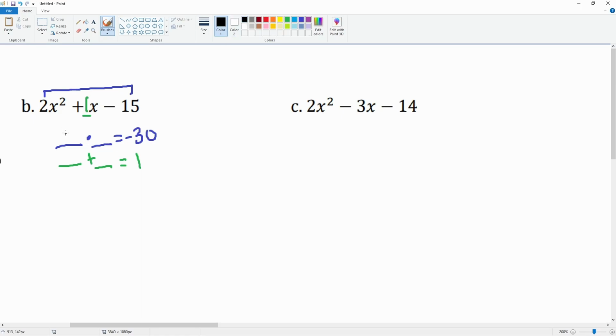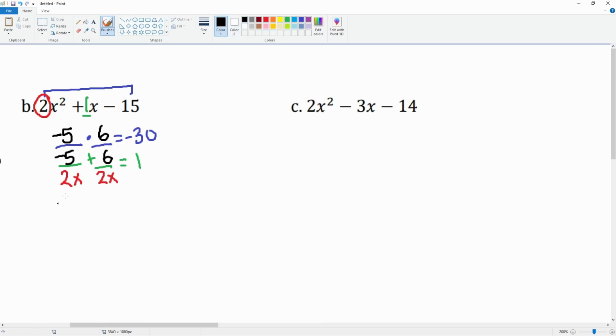The two numbers here, I think it's 5 and 6. Let's see what should be negative. If we put a negative on the 5, let's see if that works. Negative 5 times 6 is negative 30. Negative 5 plus 6 is 1. That's correct. Now we divide by the ax term, which is going to be 2x.